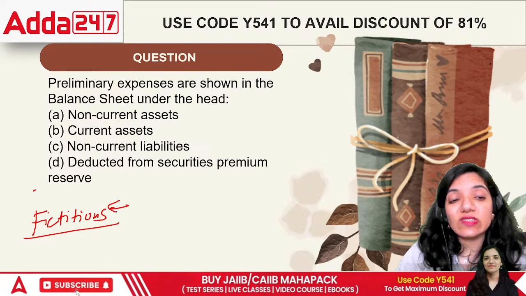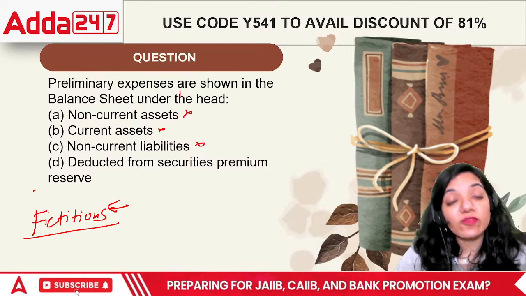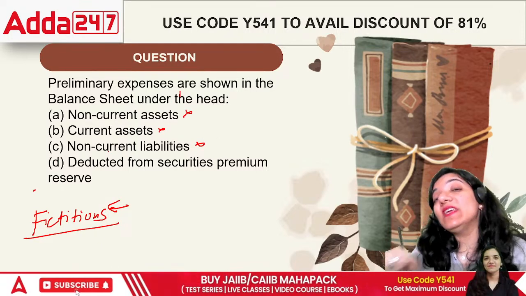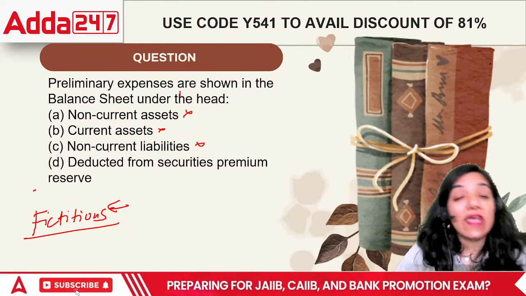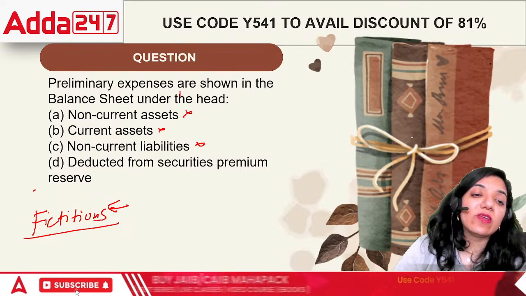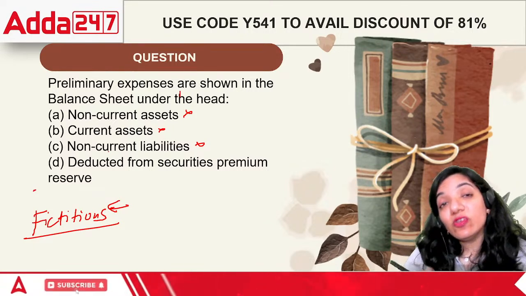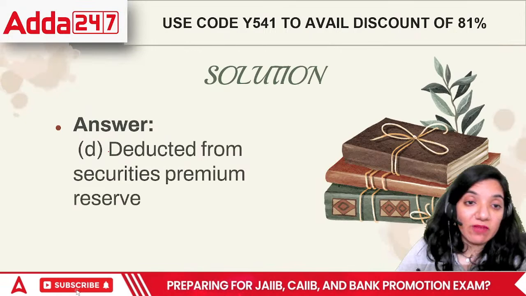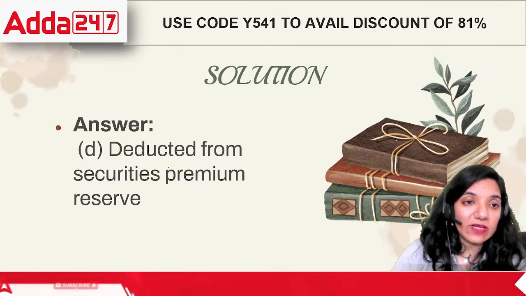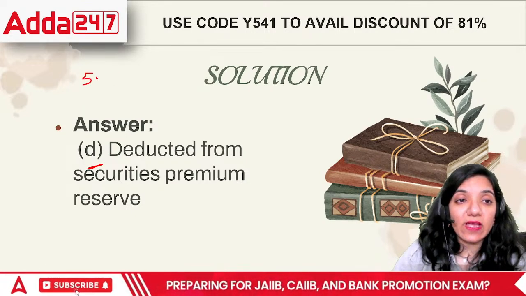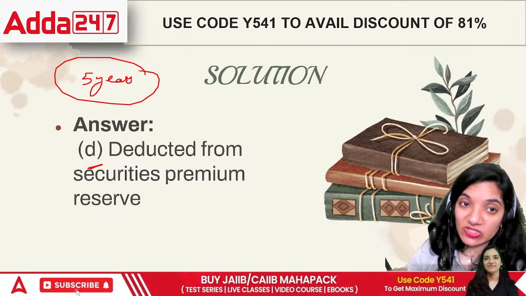If we have a fictitious asset, it is not shown in the non-current or current assets at all, and it is also not a part of non-current liabilities. This is something which has to be eliminated from the books of accounts. So if it has to be eliminated, what will we do? It is deducted from the securities premium reserve, because we will use the securities premium reserve to write off the preliminary expenses. Normally, preliminary expenses are not written off in the year itself. They would be written off over a period of 5 years, and that too, this is something that the Income Tax Act 1961 has prescribed under Section 35D.